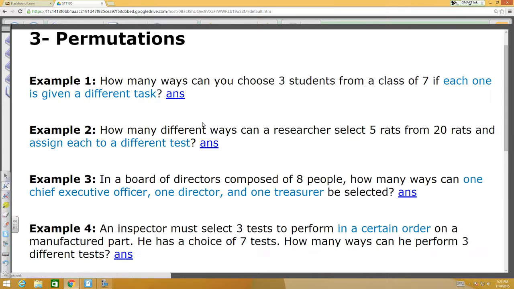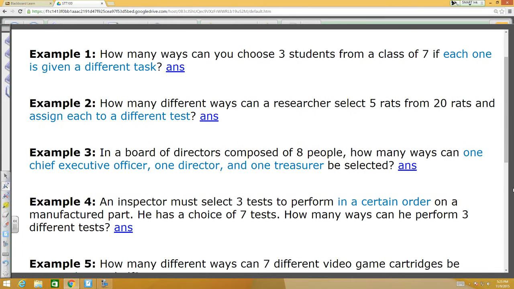Let us have some more examples. Another set of examples. How many ways can you choose 3 students from a class of 7? If I didn't say each one is given a different task, it will be 7C3 as usual. But here I said each one is given a different task.